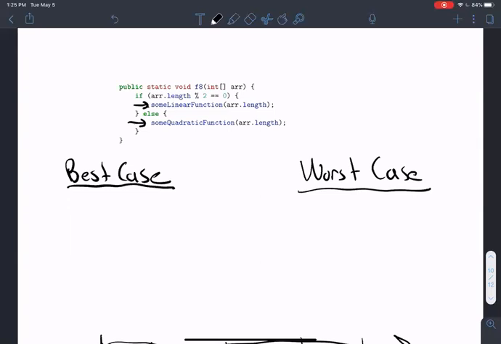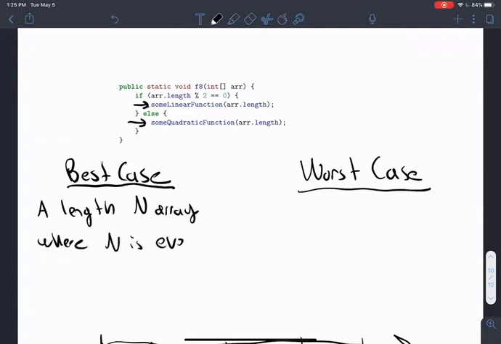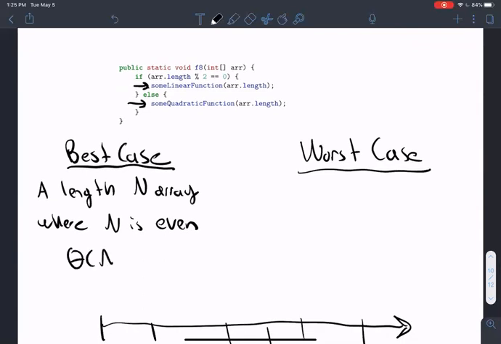Can someone describe what sort of input we would want for the best case? Like what property of the array we want to assume? The length of the array is even? Yeah, exactly. So a length n array where n is even. Yep, and someone already said it. In that case, it would be theta of n, because I said it's some linear function. And the worst case is just the opposite.